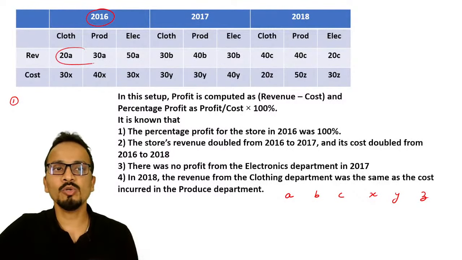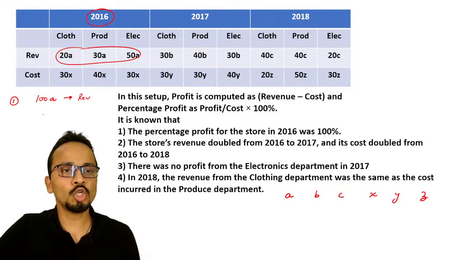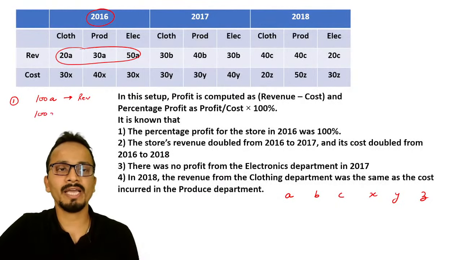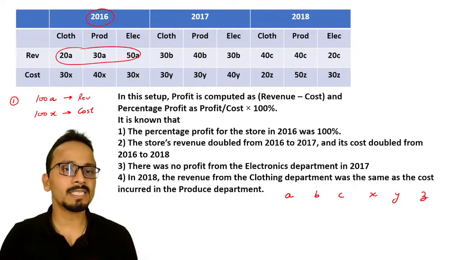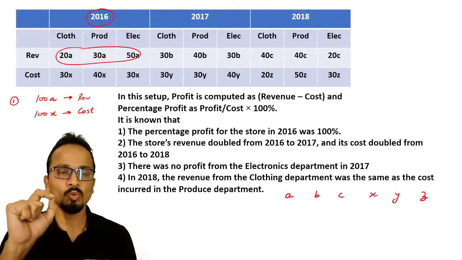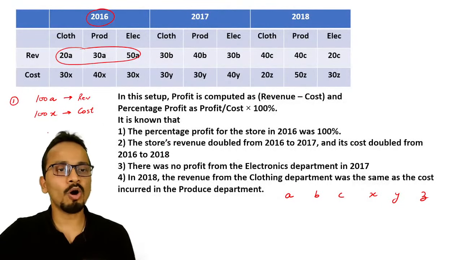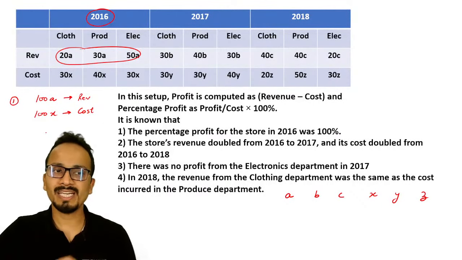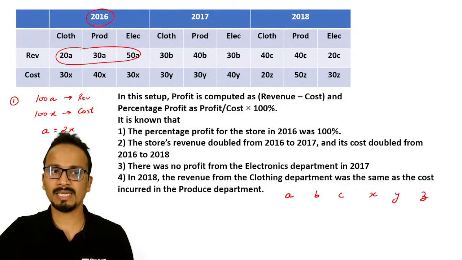Now total revenue is 100A and total cost is 100x. All right. Now since the profit percentage is 100%, I can say that the revenue will be double the cost. So can we say that the value of A will be double the value of X? Okay, so A will be equal to twice of X. Yes or no?